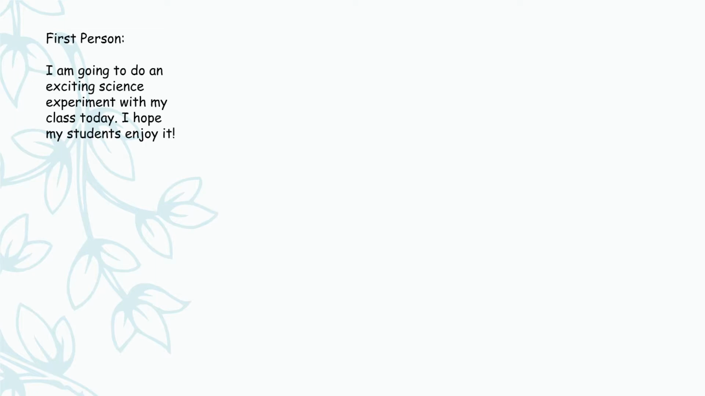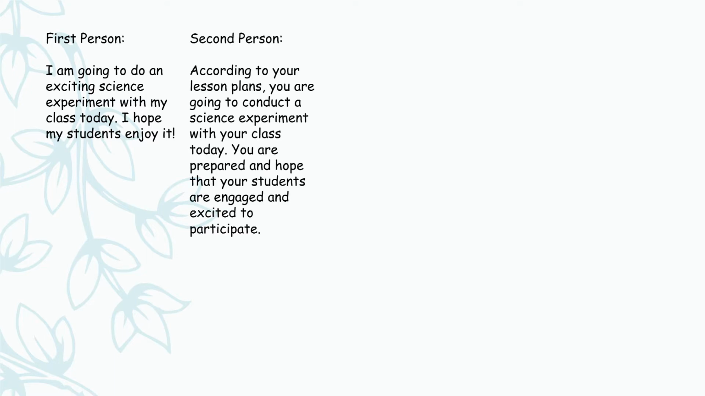So on this next slide, I have kind of the same scenario written in each point of view just to show you how they can look different. So for the first person point of view, I wrote it like me, I'm a teacher. So I said, I am going to do an exciting science experiment with my class today. I hope my students enjoy it. So I'm using I, telling my thoughts and feelings.